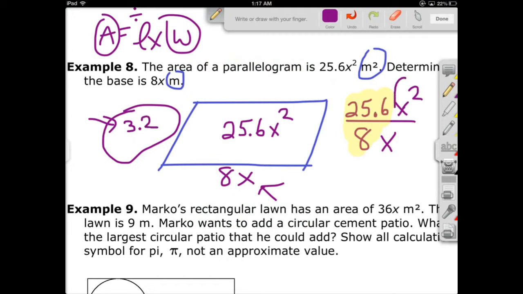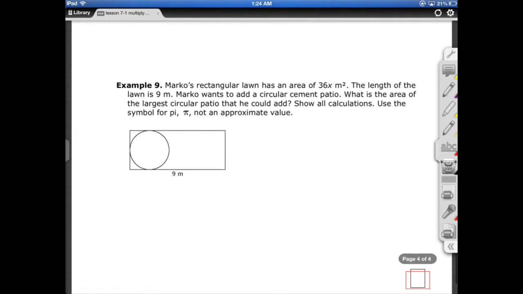And then x squared divided by x to the first, remember the old 2 minus 1, is 3.2 times x to the first power. Okay, folks, very last question. This is one of those questions where you have to use a little bit of information to figure out a little bit more information.